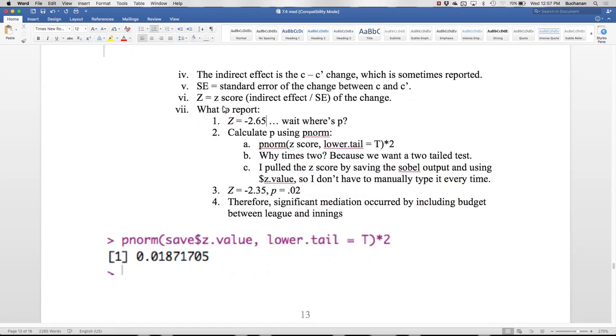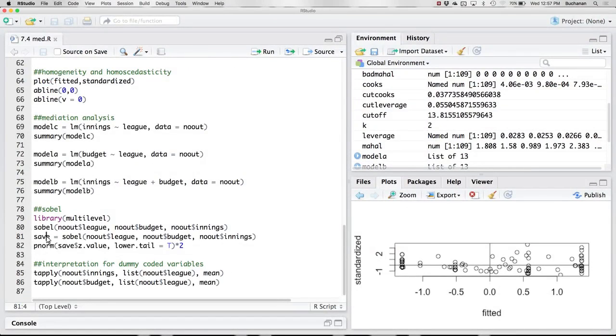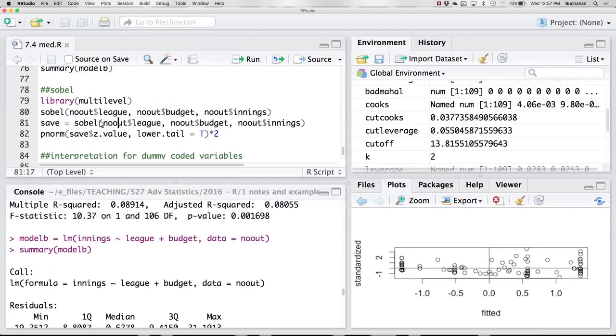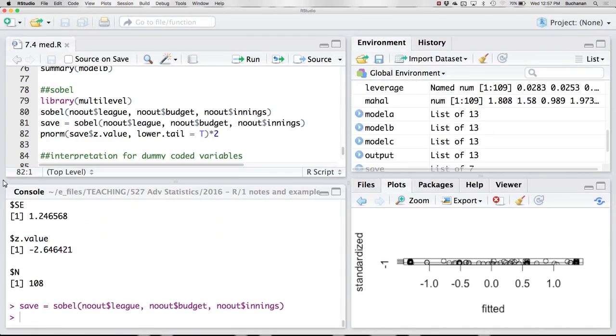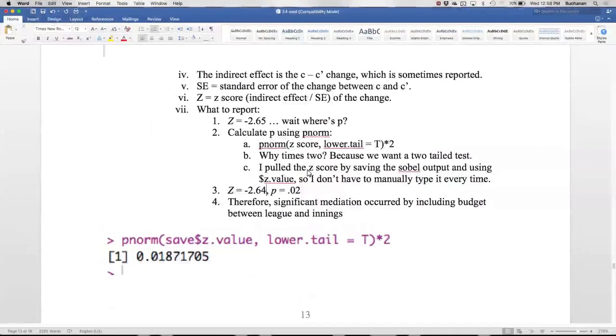Right. So we want to calculate our p-value by using Pnorm. So what I did was I saved it. Be sure you switch budget and innings since I did that wrong. So I've got saved, and then you can use this Pnorm line. When I save it, it allows me to put the z-value in so I don't have to change it manually. Lower tail is true, times 2, because it's a two-tailed test. So we have to multiply by 2. That gives me 0.008. So let me fix that in here.